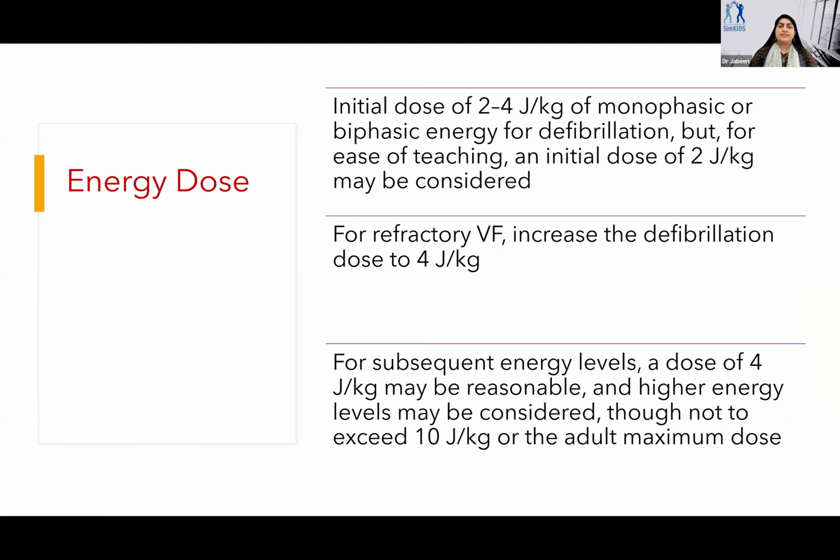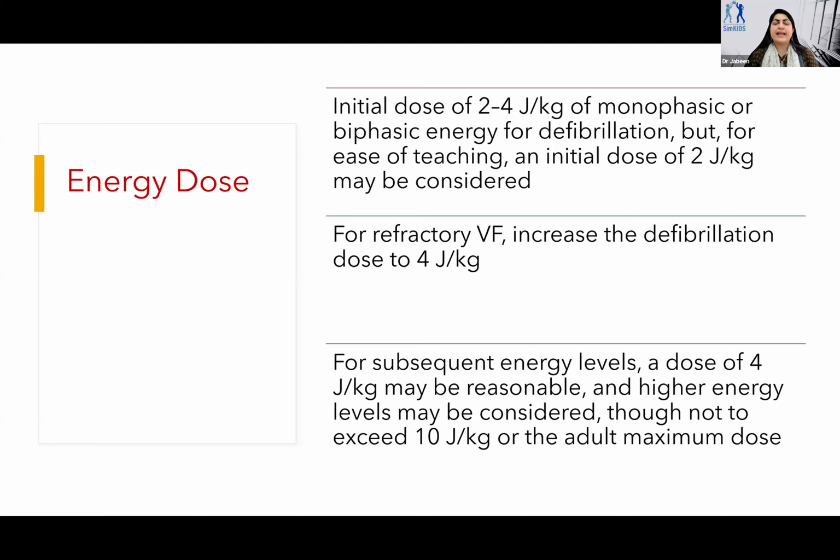About the energy dose. The initial dose is 2 to 4 joules per kg, of monophasic or biphasic, for defibrillation. But for ease of teaching, an initial dose of 2 joules per kg was recommended. And for refractory VF, increase the defibrillation dose to 4 joules.